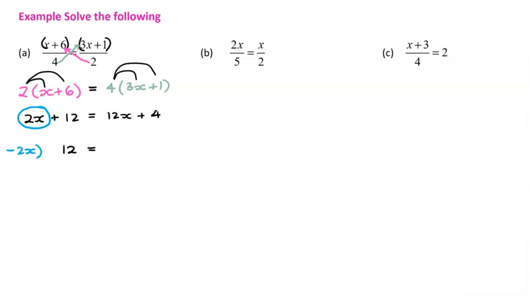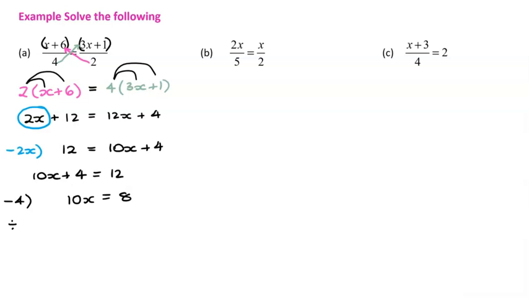On the right-hand side, we're going to have 12x minus 2x. We're going to have 10x plus 4. Okay, let's use the strategy of swapping around the sides. So I've done nothing here other than swap around my left and right hand sides. It makes it a little bit easier to visualize. So now we'll take 4 away from both sides. 10x is going to equal 12 minus 4, which is going to be 8.